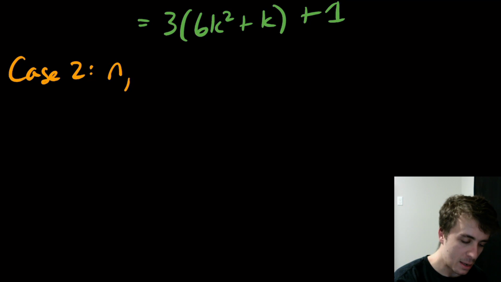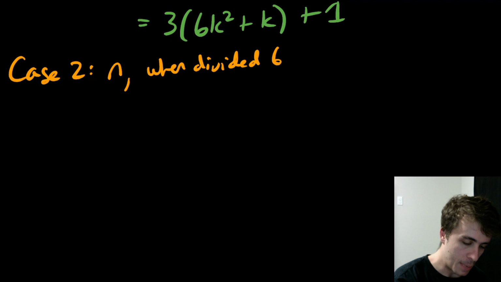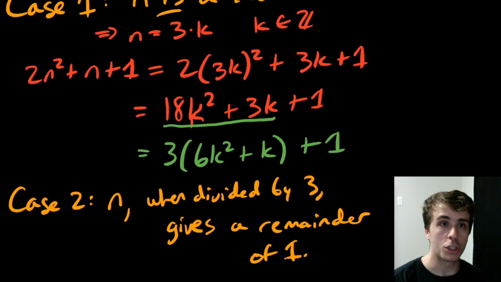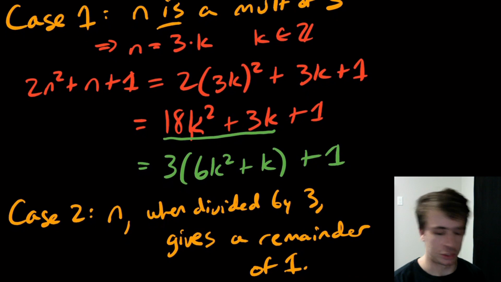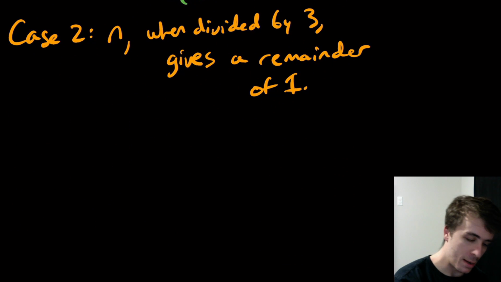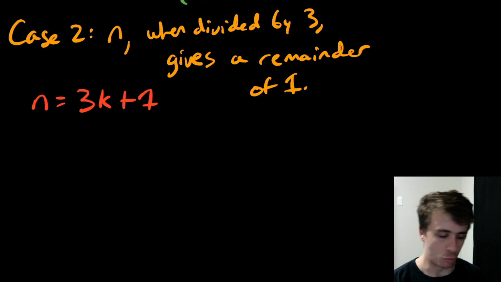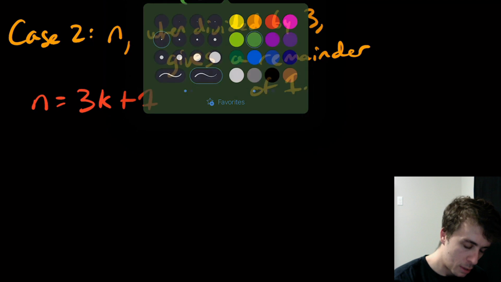So here's another case. n when divided by 3 gives a remainder of 1. Whereas before, because it was a multiple of 3, the remainder was 0, of course. So with a remainder of 1, that tells us that n is equal to 3 times k plus 1 this time, because the remainder is 1. Okay, so let's plug it in.